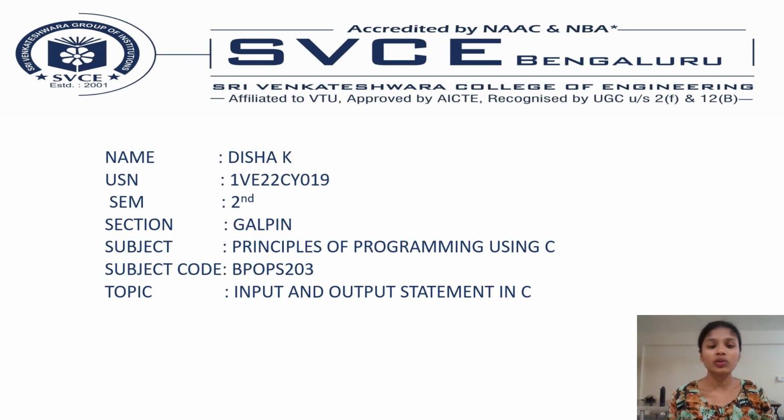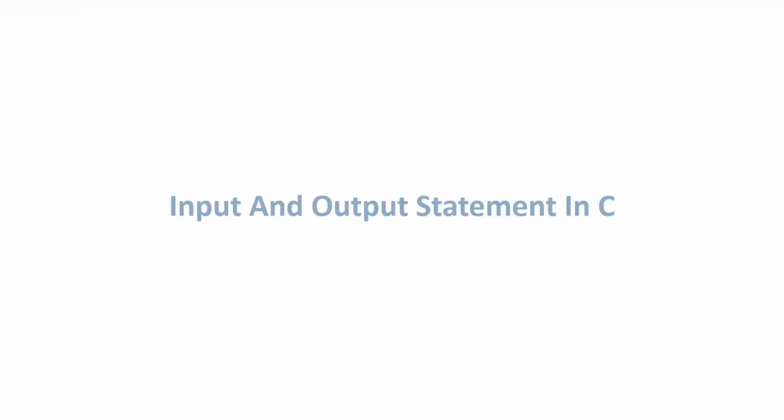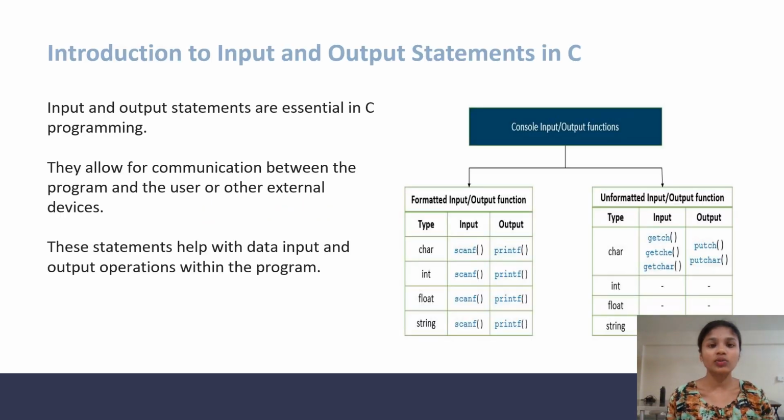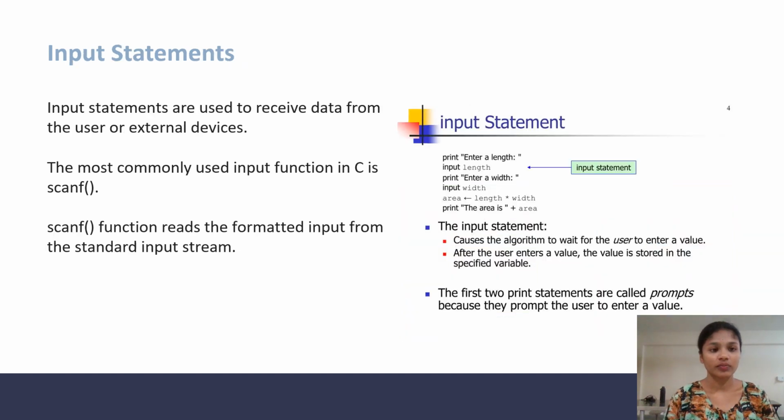Today I am going to discuss the input and output statements in C. Introduction to input and output statements in C. Input and output statements are essential in C programming. They allow for communication between the program and the user or other external devices. These statements help with the data input and output operations within a program.